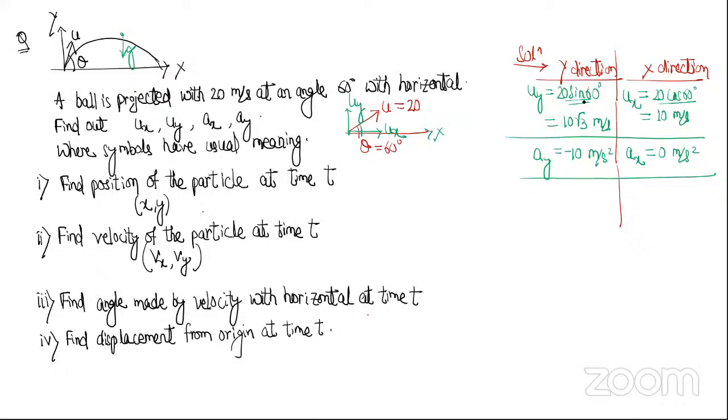So what type of motion is this x direction motion? Is it motion with constant velocity or constant acceleration? Yeah, so this is motion with constant velocity.